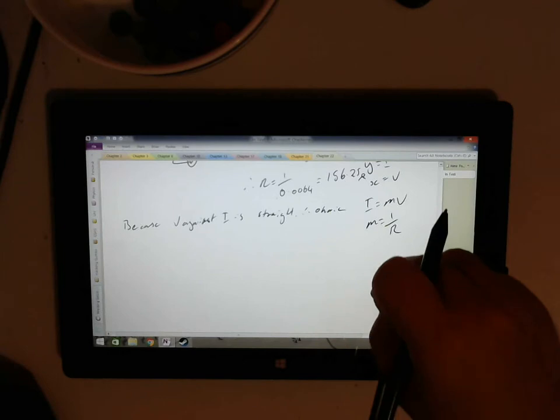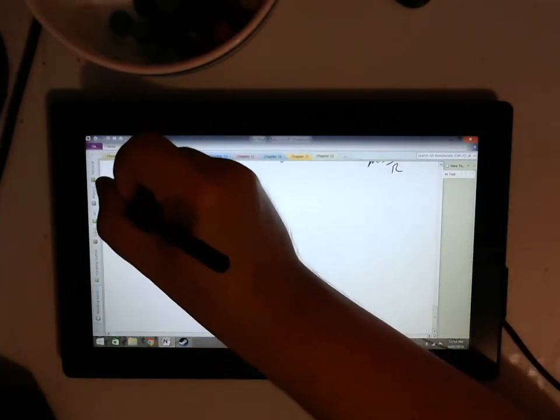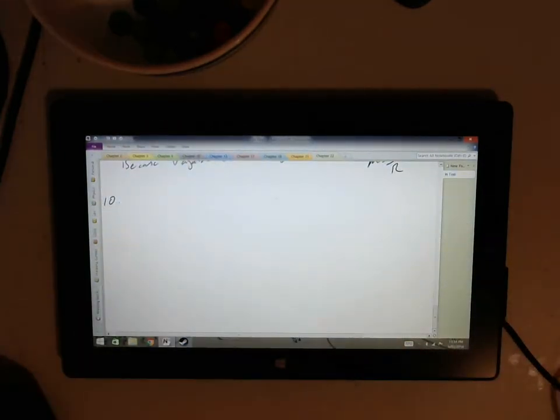Alright, last question for this video, question 10. Consider figure 22.13 showing an EMF source. An EMF source is just another word for battery, and its internal resistance connected to two series resistors of value 15 ohms. Calculate the readings on the circuit meters shown.